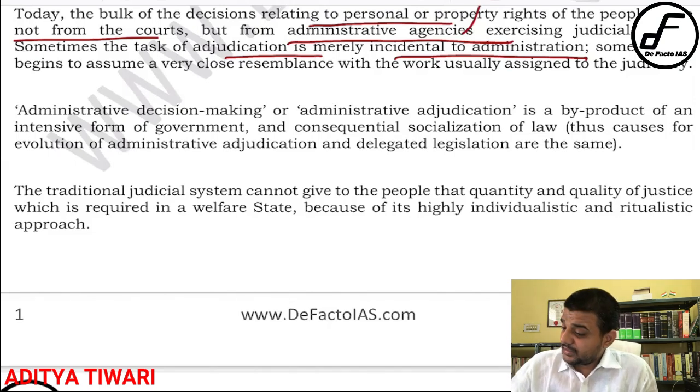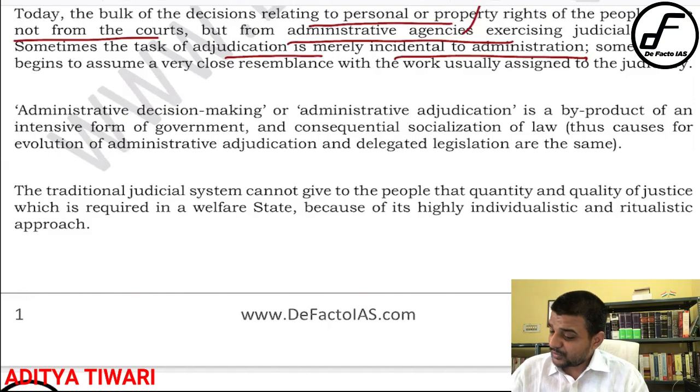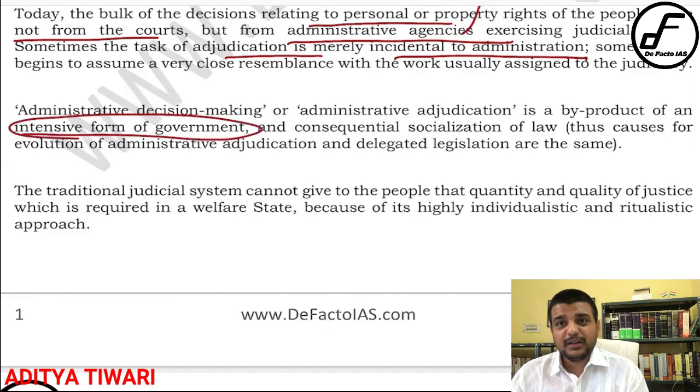Now, administrative decision making or administrative adjudication is a byproduct of an intensive form of government, right? What is the meaning of intensive form of government? The government is performing every function in the society. We have a socialist economy, so the government is in the economy, controlling monetary policy, controlling competition, controlling the market. So there are multiple administrative structures. When the government is interfering in each and every aspect of the market or even the society, then obviously you will have a plethora of administrative machinery. That is what has been referred to as an intensive form of government.